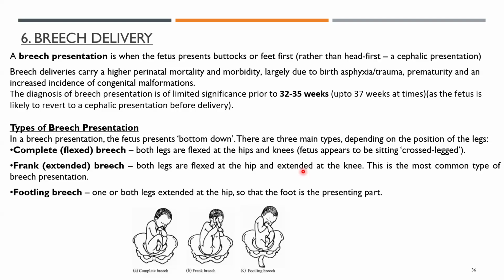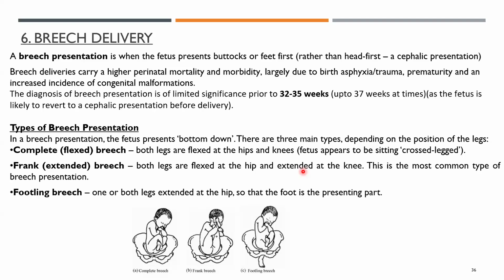The diagnosis of breech presentation is of limited significance if you diagnose breech between 32 and 35 weeks; it has little to no significance. Why? Because there's still a chance that this baby will turn at some point. However, if it's up to 37 weeks, it's fine. Beyond 37 weeks, if the baby is still in breech, then yes, we can classify this as a malpresentation or breech presentation. The types of breech presentation, they can be complete.